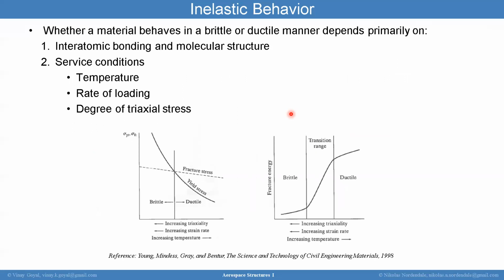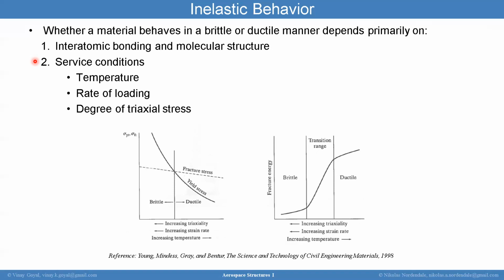So here, I was just going to say, I've been saying it a few times, but whether a material is going to behave in a brittle or ductile manner typically depends on, first, the material properties, based on the interatomic bonding or molecular structure. Like we were saying, brittle materials may have covalent bonds. They may have very low service temperatures. They may have a very high rate of loading. You may have a very high degree of triaxial stress, specifically triaxial tension.